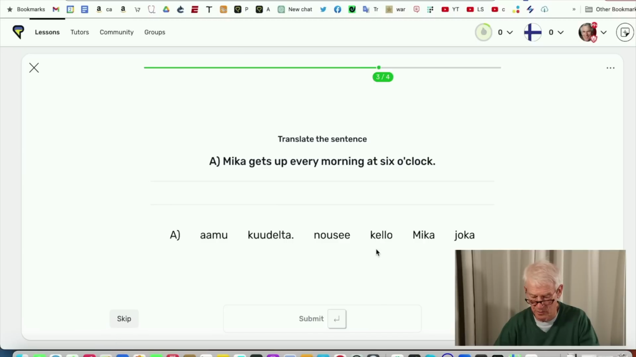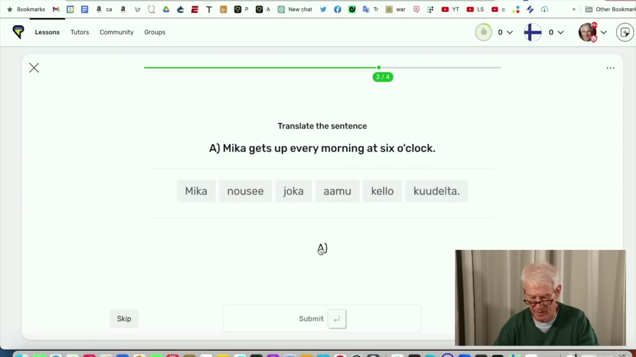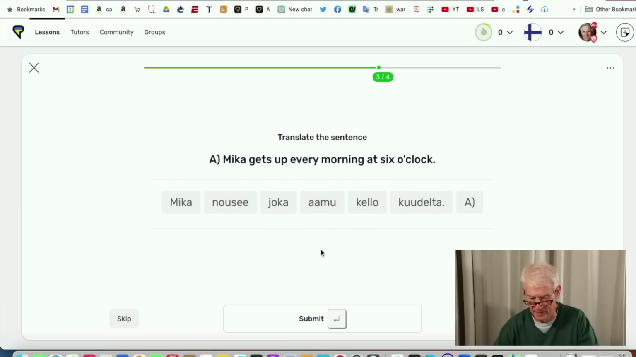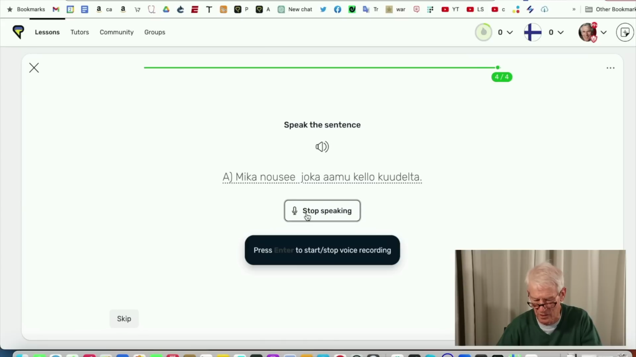So I am going to say Mika nousee joka aamu kello kuudelta. But I forgot the A, so I've got to try to... He doesn't belong there. He belongs over here. And I'm correct. So, if I wanted to, I could try and read that. Mika nousee joka aamu kello kuudelta. If I start speaking, it'll... Okay, Mika nousee joka aamu kello kuudelta.